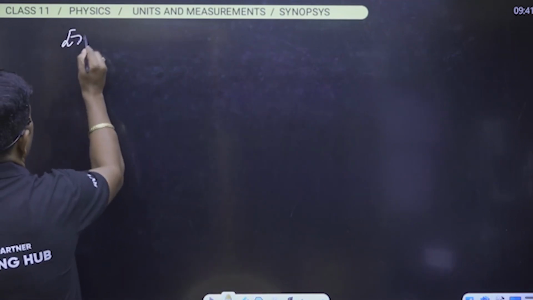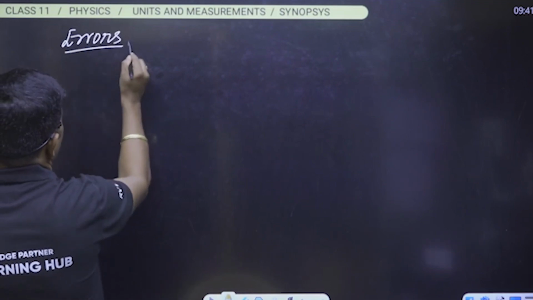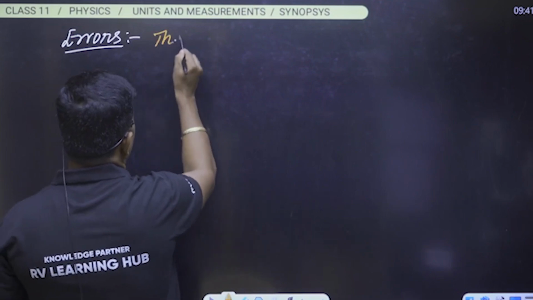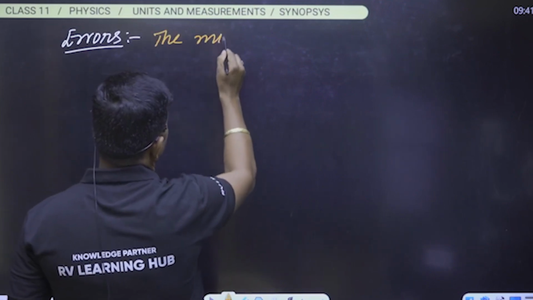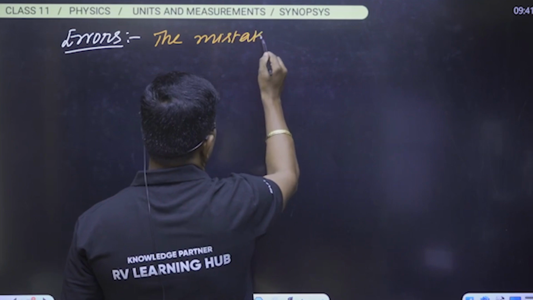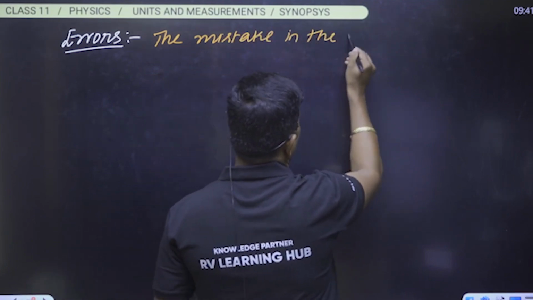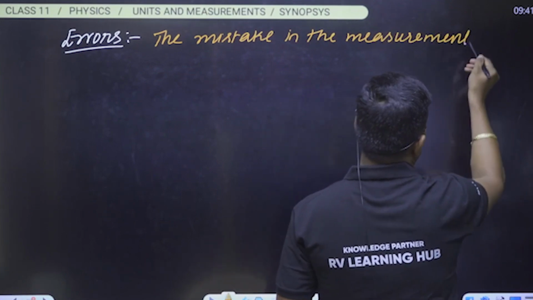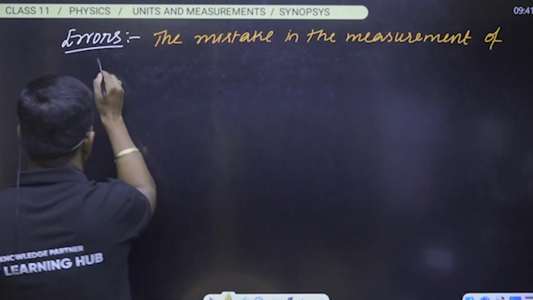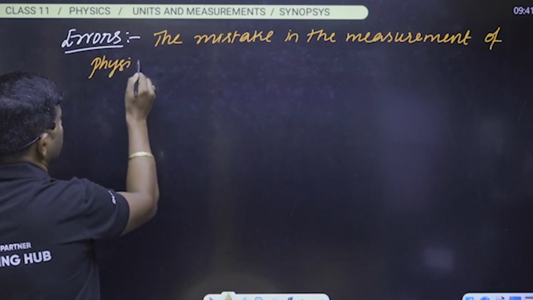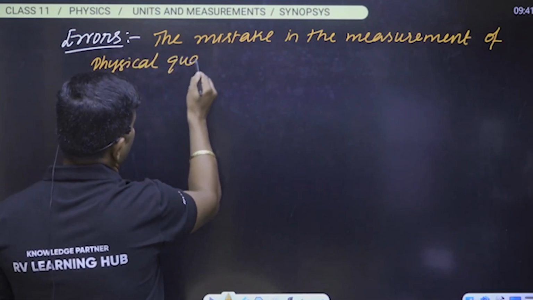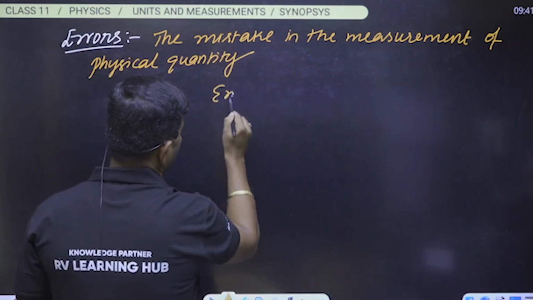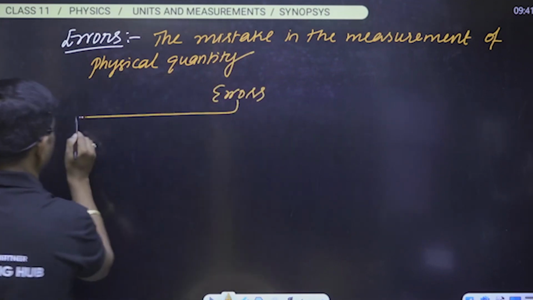Next concept, that is errors. Here, what are these errors? Errors are nothing but the mistake in the measurement of a physical quantity. The mistake in the measurement of a physical quantity is called an error.